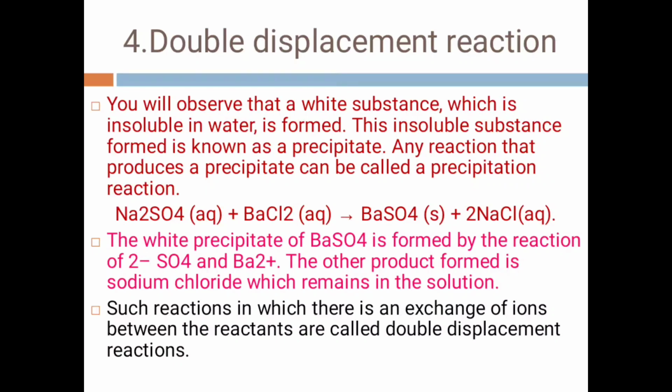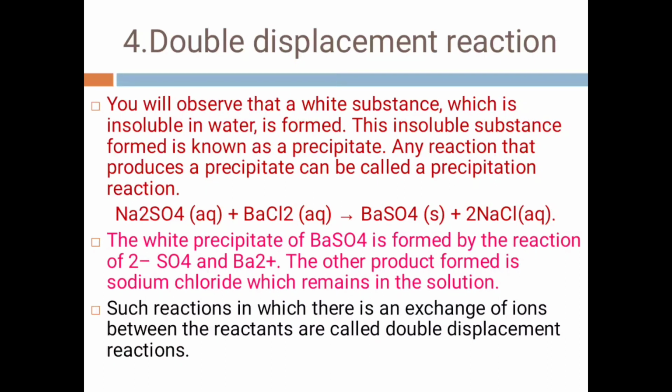Now the next one is a double displacement reaction. Now what is actually a double displacement reaction? It is a type of chemical reaction in which the reactant ions exchange places to form new products. So here there is exchange of places between the ions present in the reactants, and whenever there is a double displacement reaction taking place, there is usually formation of precipitate.